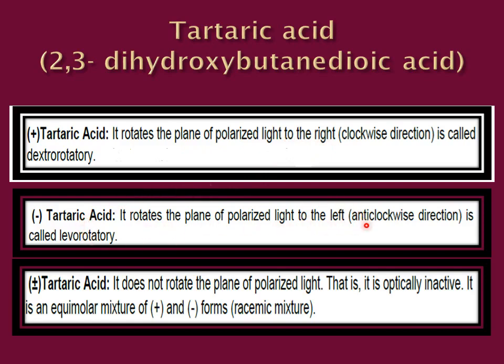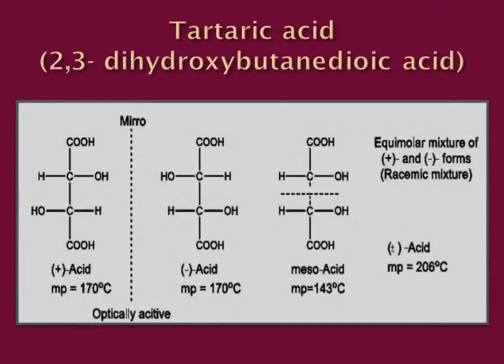Students, here are the four optical isomers of tartaric acid. Now look at the first one. It is the positive isomer, which is going to rotate the plane of polarized light towards right. The mirror image of this positive isomer is the negative or the levorotatory isomer. Since they are mirror images of each other, they both are called enantiomers of each other.